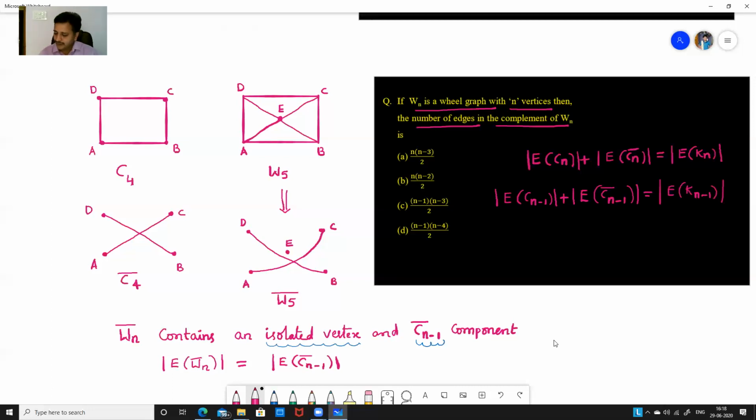Correct? Which implies, now tell me friends, how many edges are there in the cycle graph with n minus 1 vertices? As I already explained the basic property, the number of edges in a cycle graph must be equal to n. Okay, it is also equivalent to the number of vertices in the cycle graph. It is also equivalent to the length of the cycle.